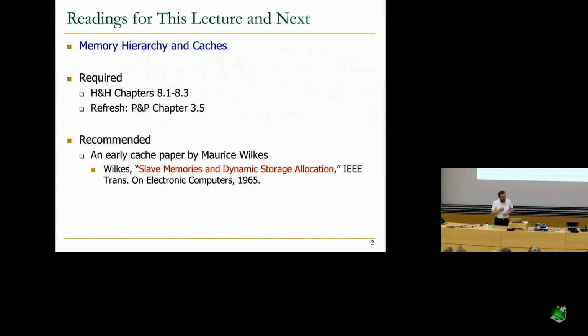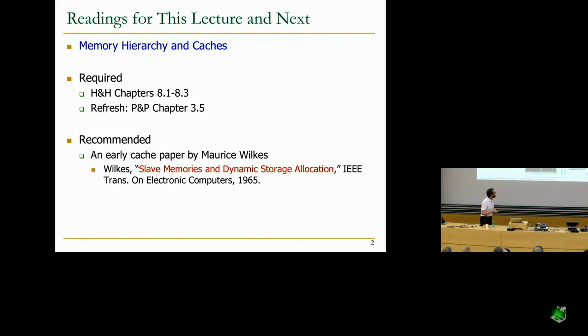So these are the readings that I'm going to assign. Basically, Harris and Harris, chapters 8.1 through 8.3, does an okay job covering memory, not that great, but you can take a look at it. And this is for refreshing. Patt and Patel, you actually read this last part. And this is an early cache paper by Maurice Wilkes that introduces caches. It's not the earliest paper, but it is an insightful paper that introduces memory. It's only 3 pages, but it's recommended, it's not required.